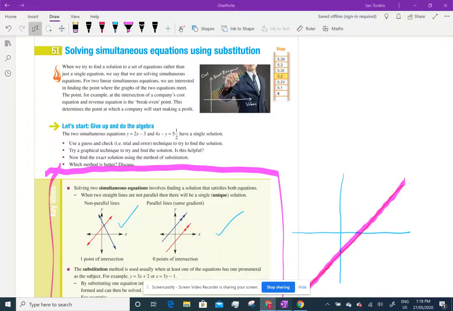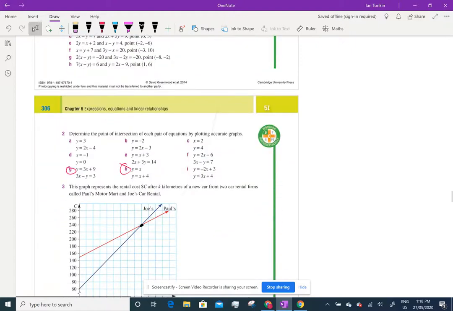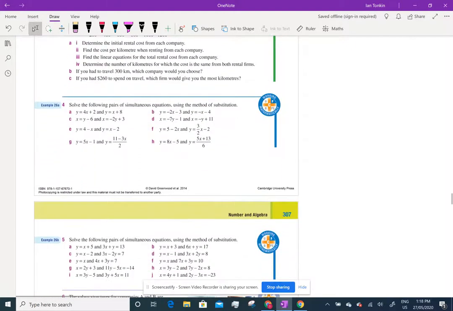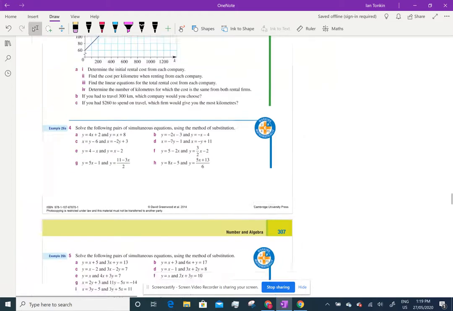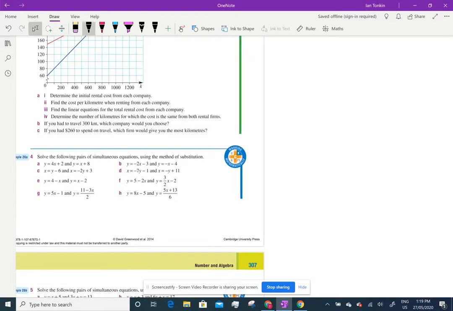So let's go and have a go at one of these. I've asked you to do exercise 5A, questions 4A, C, and 5A. I said do 4A and C, so I'm going to do 4B and D. You can apply that to 4A and C, and the solutions to 4A and C are on the website. Success criteria number one says I can write down the two equations. So here we go, 4B.